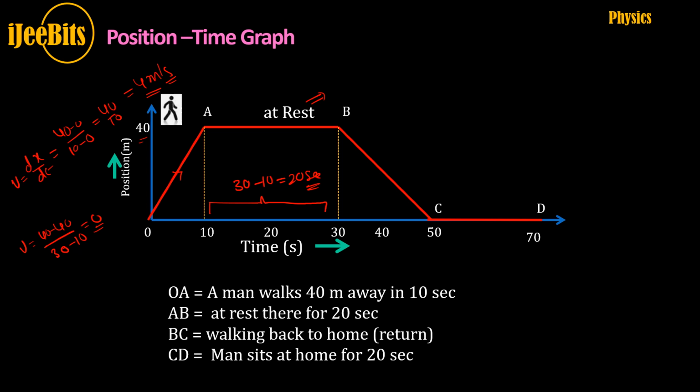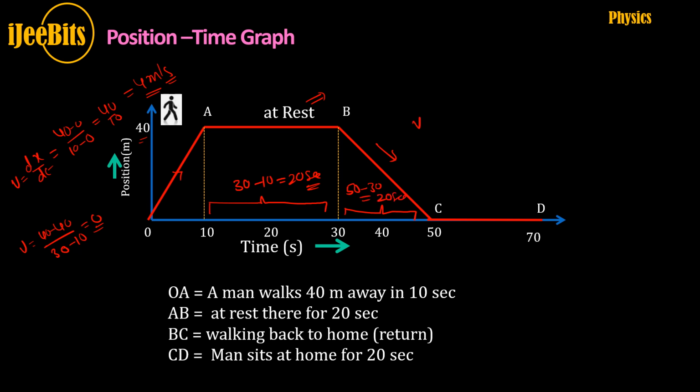That's what I'm reiterating. This is a downward direction, so obviously you are coming back. This is a displacement, so x is actually decreasing. So you are coming back, coming to home. In how many? 50 minus 30. So in 20 seconds you reached home.